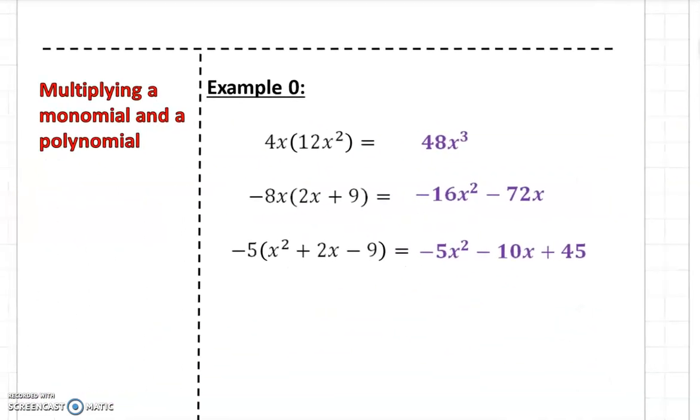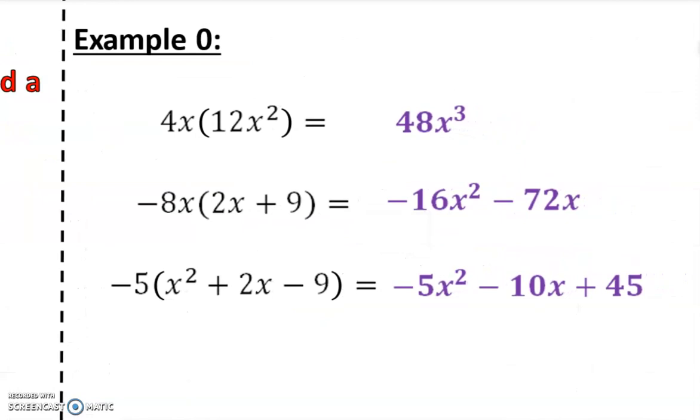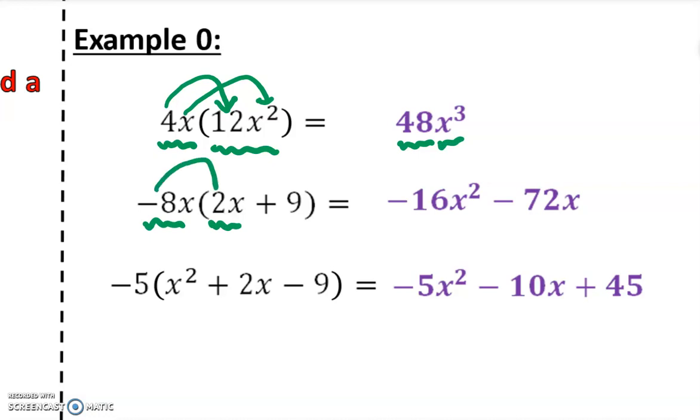Let's go over some more examples here on multiplying. So you can see that if I have a monomial 4x times 12x squared, 4 times 12 is going to give me that 48, and then x times x squared gives me x cubed. Next one, negative 8x times 2x: negative 8 times 2 is negative 16, and x times x is x squared. Negative 8x times 9 is negative 72x.